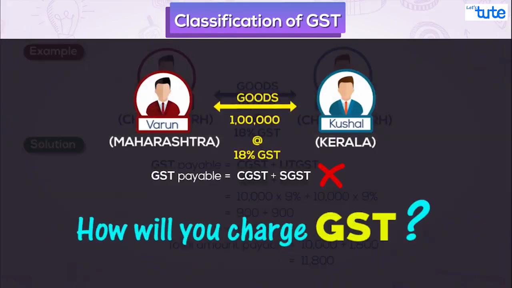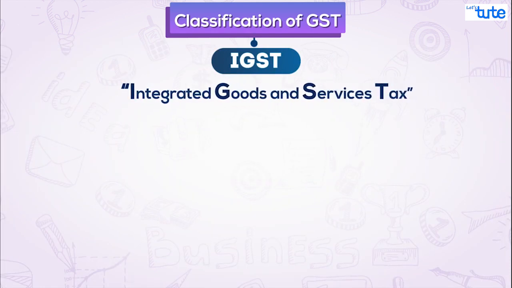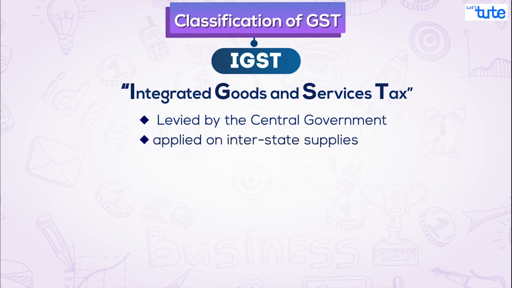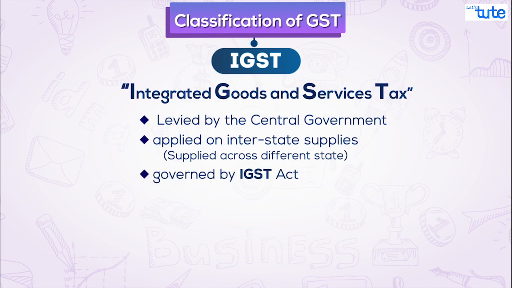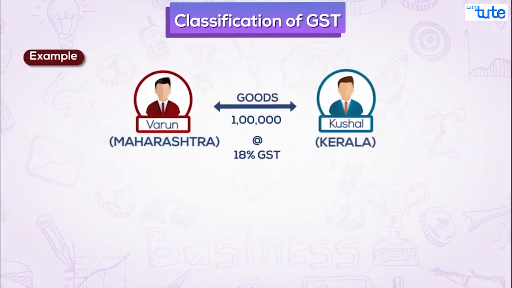Then, how will you charge GST? The answer is IGST, that is Integrated Goods and Services Tax, which is a tax levied by the central government on all the interstate, that is across the different state supplies of goods and services, and it is governed by the IGST Act. It will be also applicable in both the cases of import into India and export from India. So here the GST will be calculated at 18% on 1 lakh directly without any bifurcation under the heading IGST.